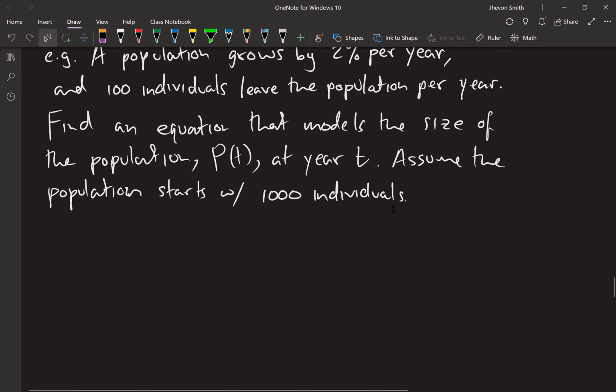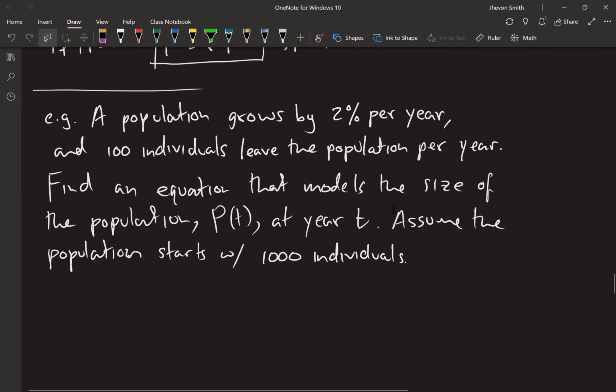Okay, so here is an example of a situation, right? A very naive way to model this situation would be a harvesting model. I have a population and I know what its percentage growth rate is. I know that 100 individuals leave the population per year. So the population is decreasing by a fixed amount of 100 individuals per year. And I want us to find an equation that models this population, assuming that we start with 1,000 people in this population. So we have 1,000 people, 2% of them are having babies every year, and then 100 people move out of the population every year, okay?